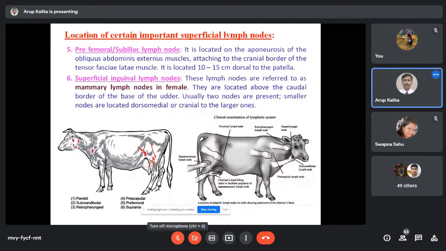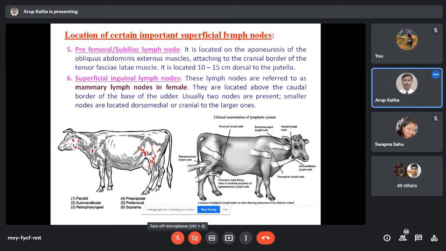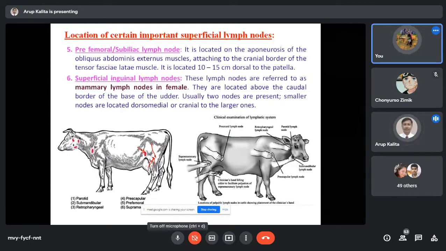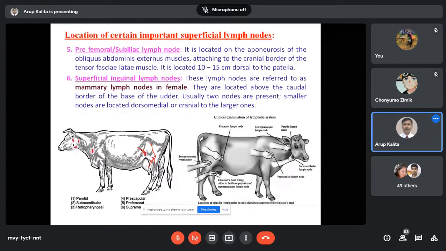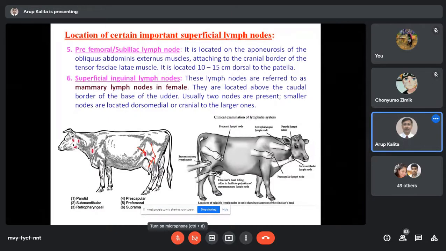superficial lymph nodes. Now, why am I teaching these lymph nodes especially? These lymph nodes are superficial, that means they are present just below the skin. Clear? Clear, my dear students? Yes, sir. Now concentrate. These lymph nodes have clinical importance. Suppose after 5 years you are appointed as a veterinary doctor.